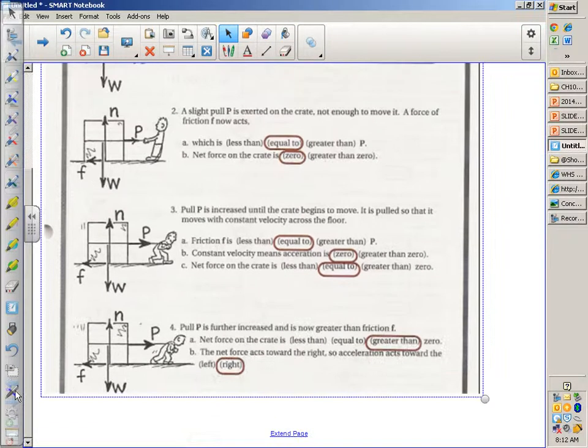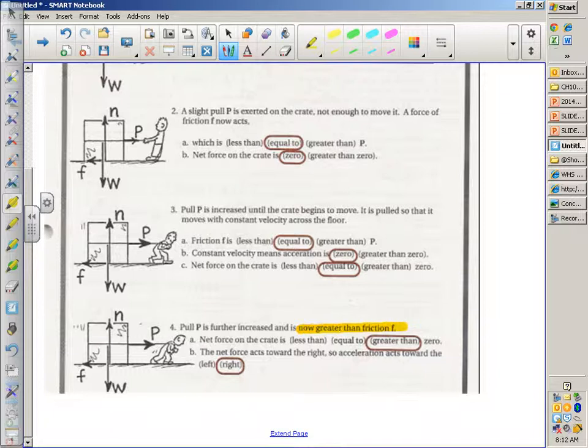Not until we got to number 4, where we got a force greater than friction F. Now we have a net force, now we experience some acceleration, okay? Are we okay with that idea?